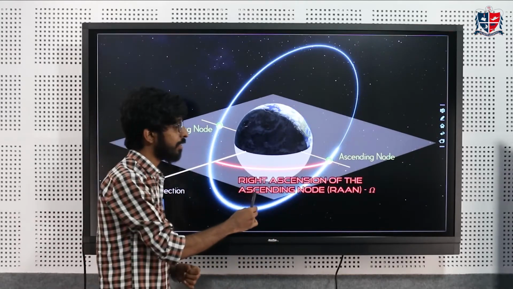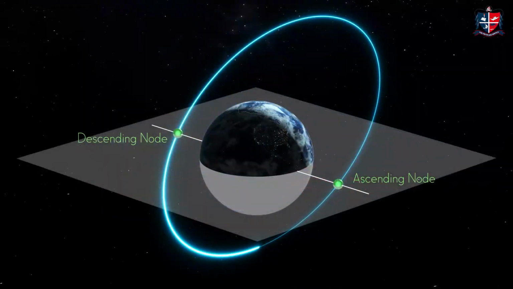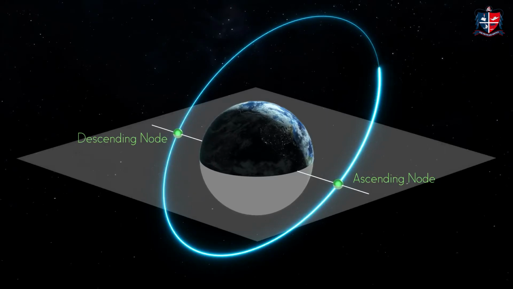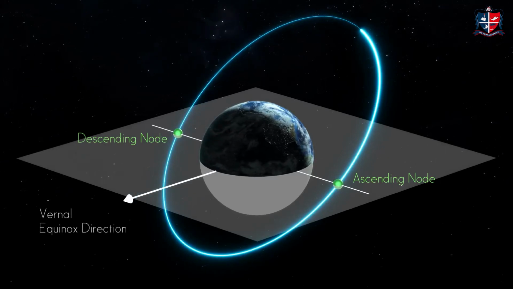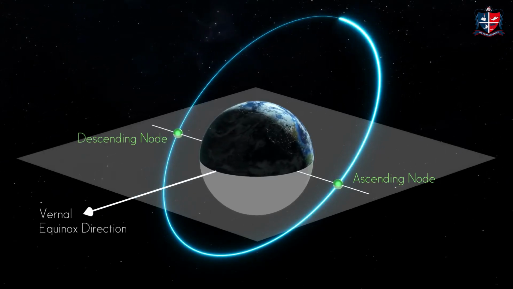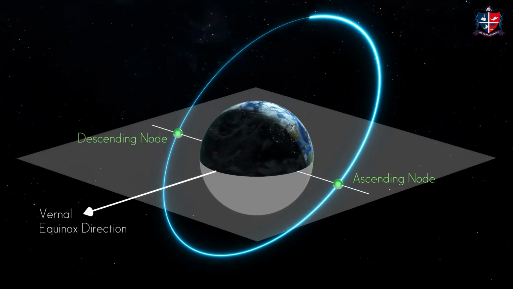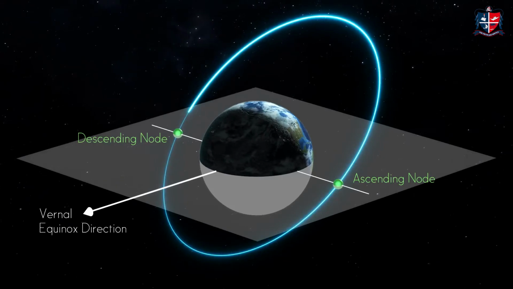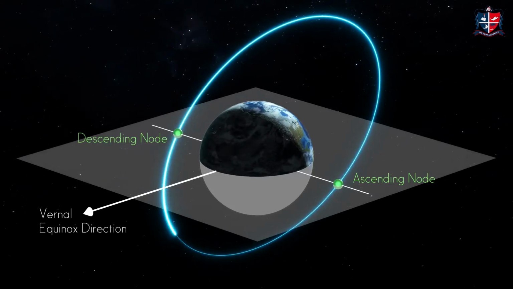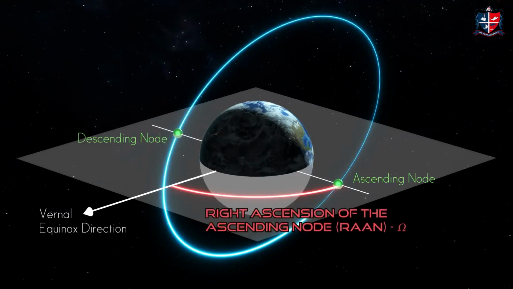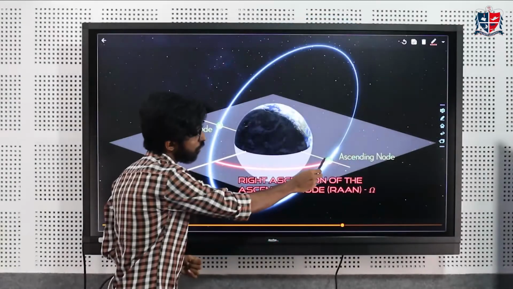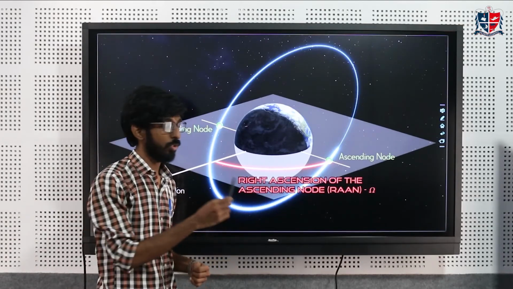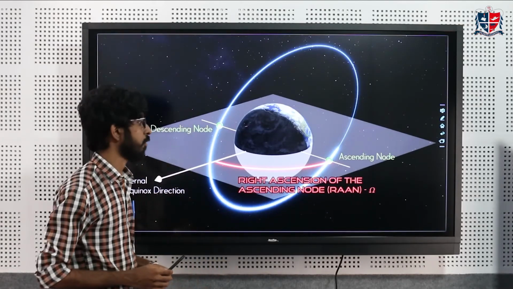Since the satellite as well as the Earth is moving through space, we need a fixed point of reference. What we use here is this line, a line from the center of Earth through the Sun on the day of the vernal equinox. That is the reference direction, and the right ascension of the ascending node is measured from that direction to the point where the orbit of the satellite intersects the equatorial plane.